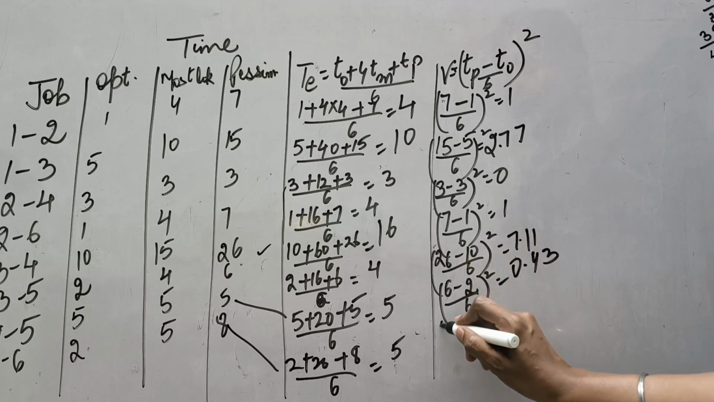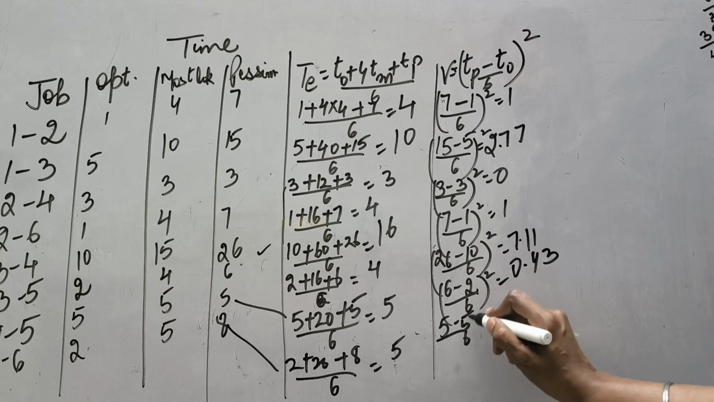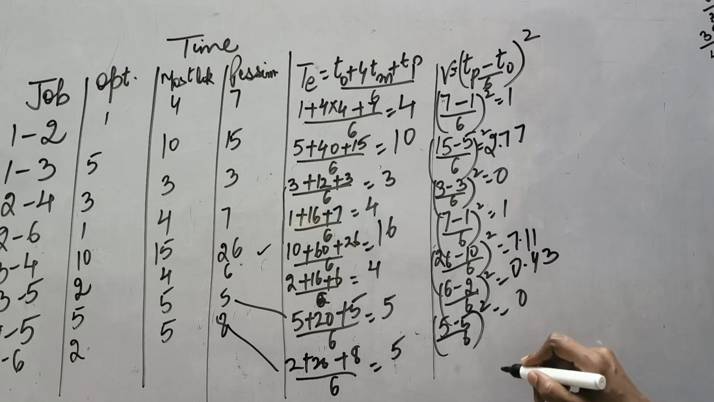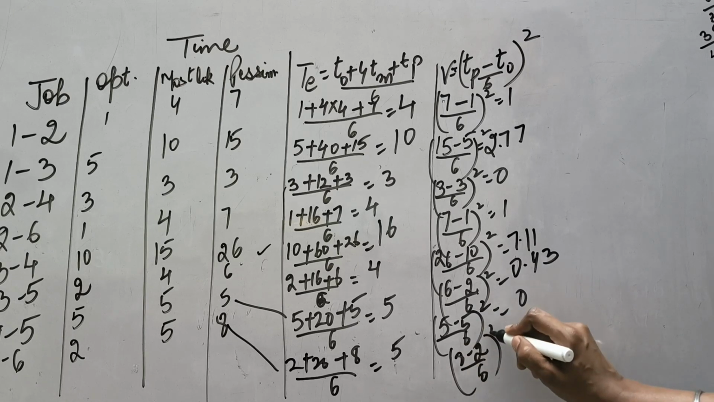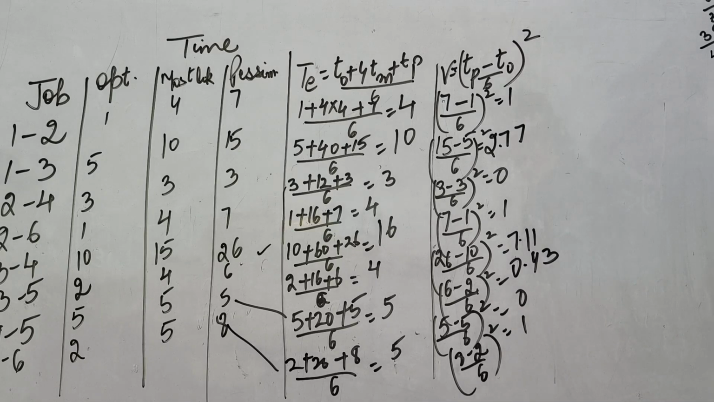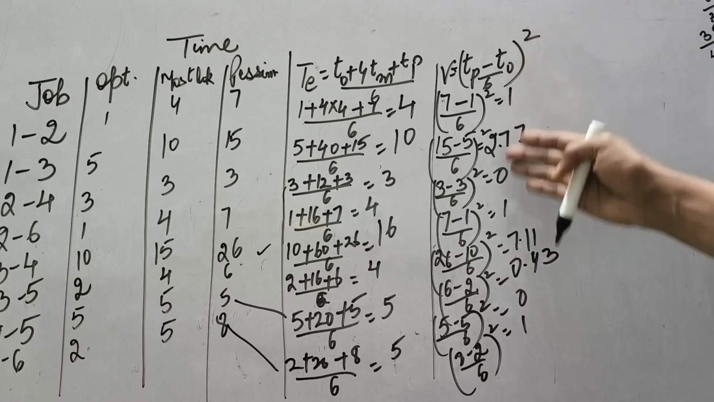0.43. Next will be (5 minus 5) divided by 6, whole square. This comes out to be 0. And next is (8 minus 2) divided by 6, square. It comes out to be 1. So now, after calculating this variance of every activity, this is the variance of each activity.